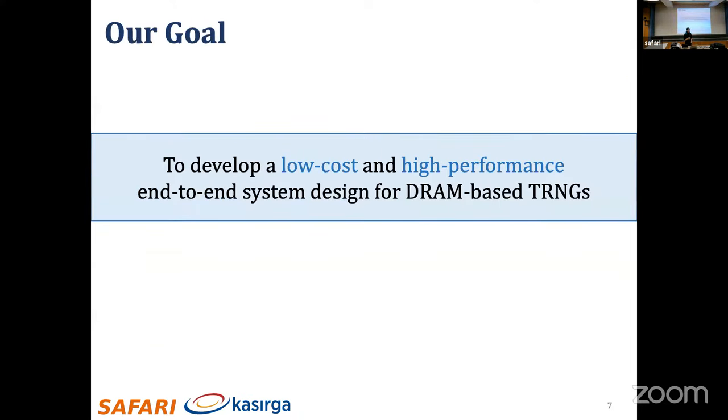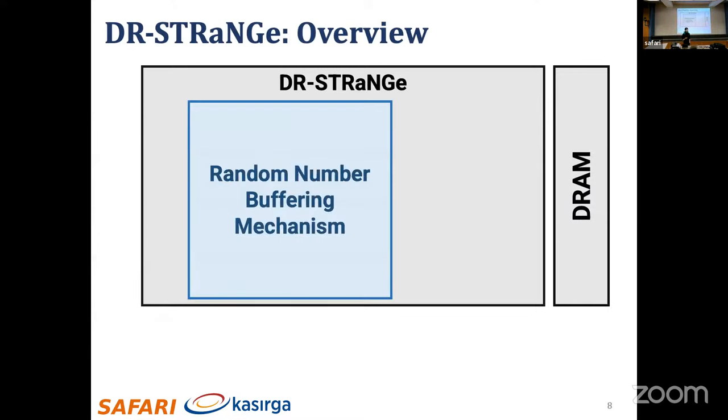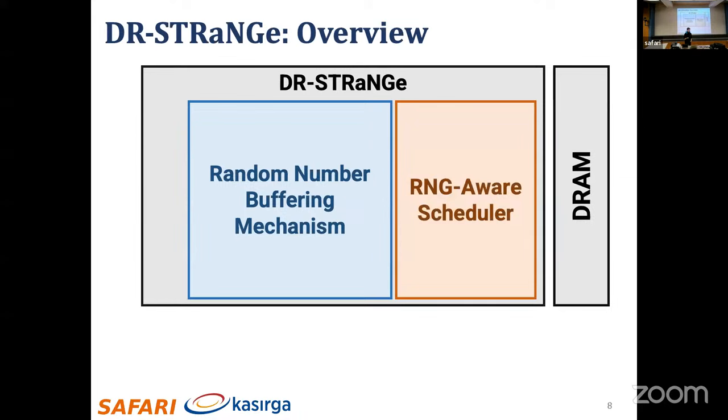So our goal in this work is to develop a low cost and high performance end-to-end system design for DRAM-based TRNGs that minimizes the slowdown of both types of applications and improves system fairness while mitigating the performance degradation on RNG applications. So our solution consists of three main components. The first one is the random number buffering mechanism, which we will be talking about in detail. And the other components are the RNG-aware scheduler and the application interface.